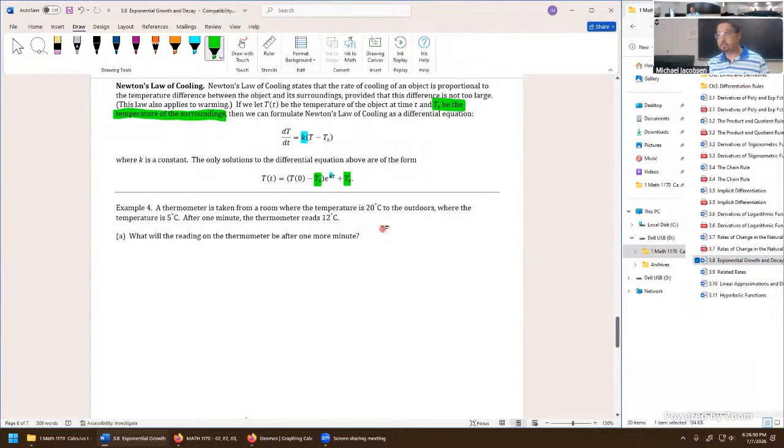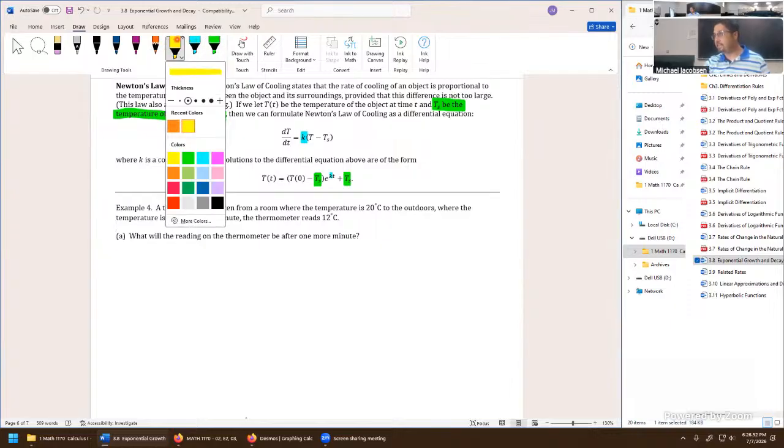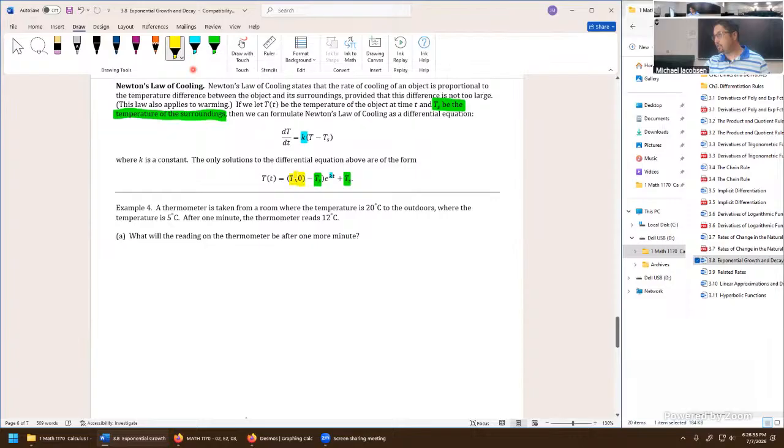Okay, well, let's track this one carefully. I feel like I need a different color here. T at 0 deserves a color for this model. It says, just a basic scientific experiment, it sounds like.